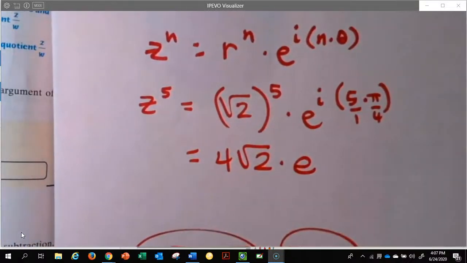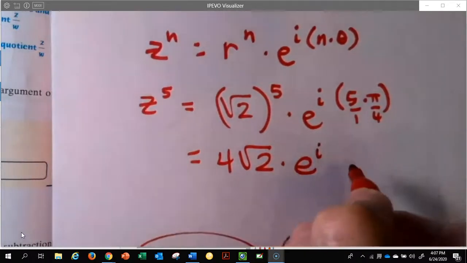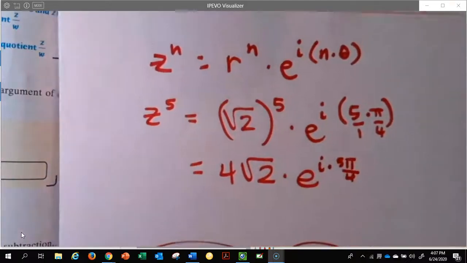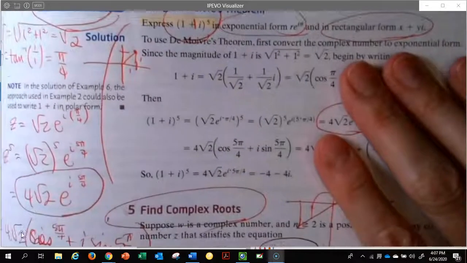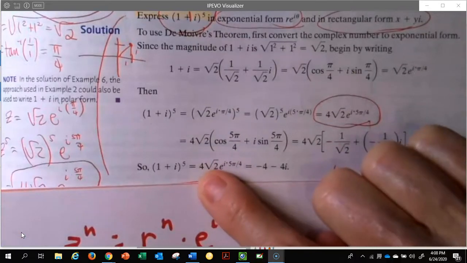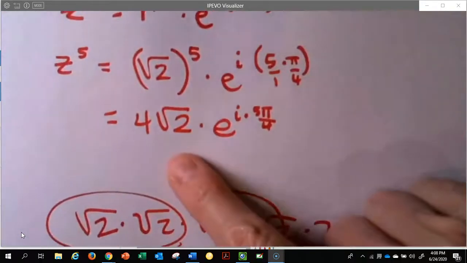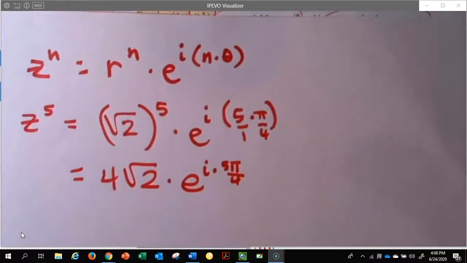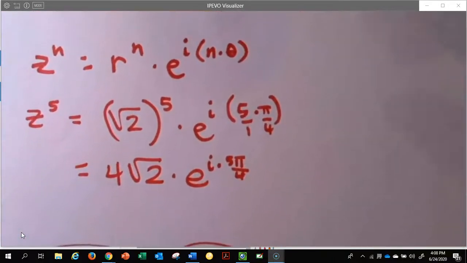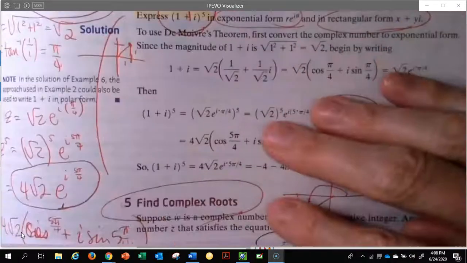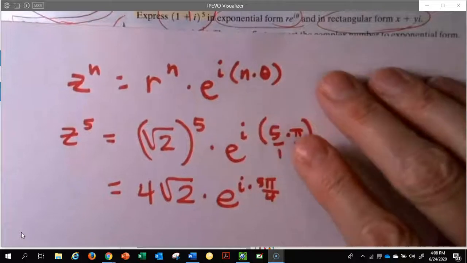Remember, you can always stop this video, back it up, and watch pieces and parts again. And then right here, we're e to the i times 5 pi over 4. And if we glance down here, about right here, we get 4 times the square root of 2. That's what we had, 4 times square root of 2, times e to the i times 5 pi over 4. We match.